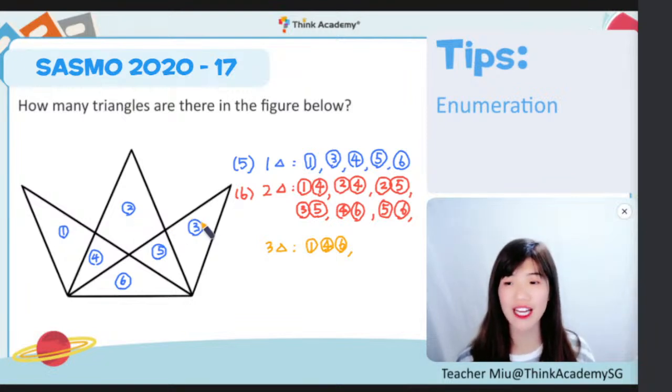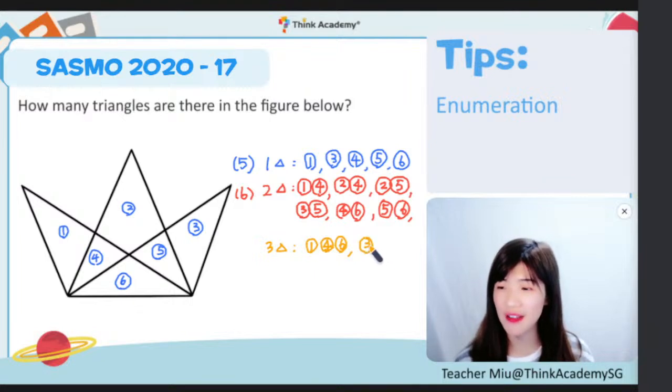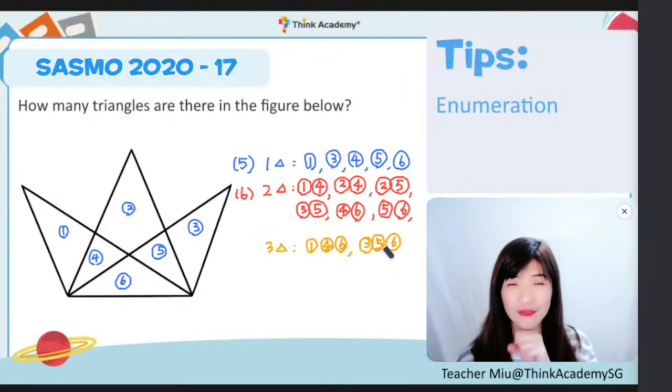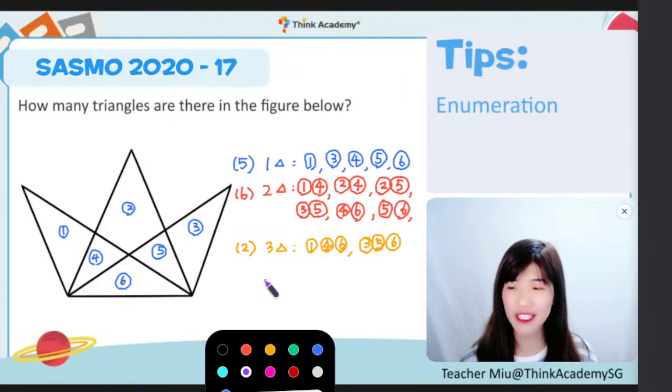Then we go to 3. Can 3 make 1 more? Also can. That is 3, 5, and 6. Any most 3 parts can make a triangle. No more, dear. So we have only 2, where we combining 3 parts to make a triangle. But is it possible that I combine 4 parts to make a triangle? Is it possible?